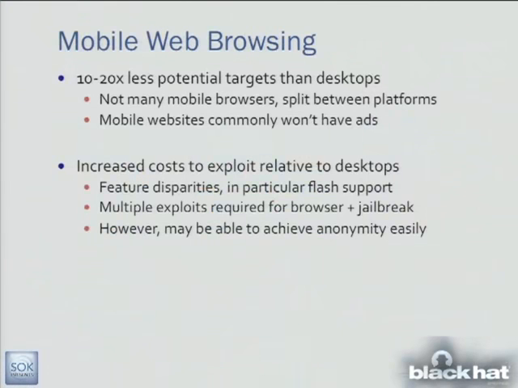So if we look at this in terms of our attacker math, we have 10 to 20 times less potential targets than desktops. There aren't many mobile browsers on the internet right now, and they're split between different platforms, so it's hard to target them. And it's also hard to get our code onto these mobile websites because many of them don't have ads. So their increased cost has less potential revenue.